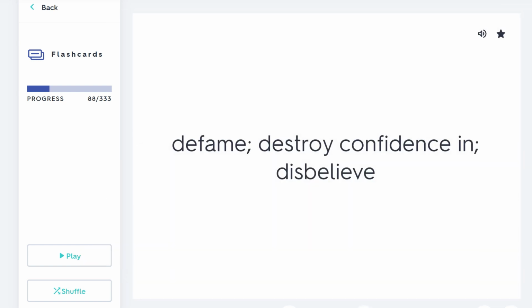Discredit. To defame, destroy confidence in, disbelieve. Her evidence quickly discredited the notion that he was innocent. Destroyed the confidence that he was innocent. How dare you try to discredit me? Make people disbelieve me. Defame my reputation. Discredit.